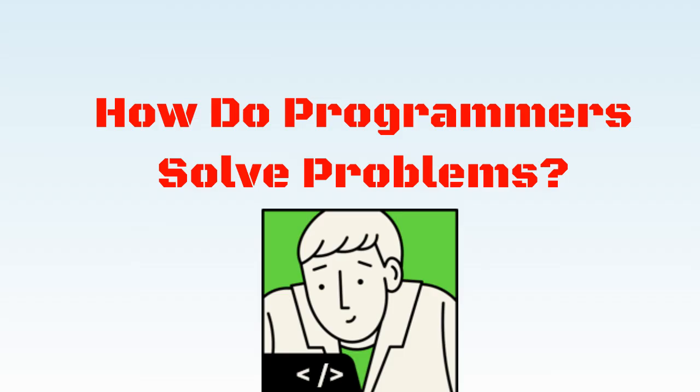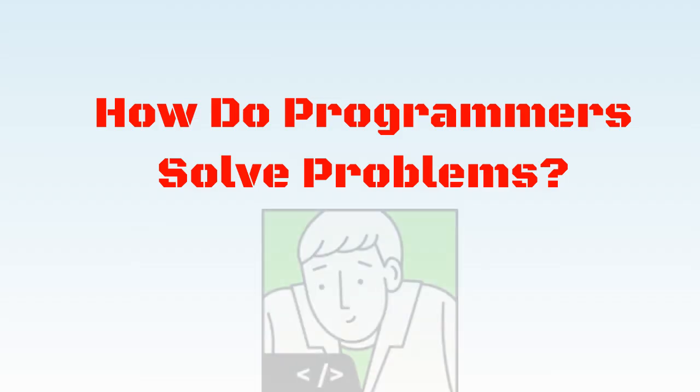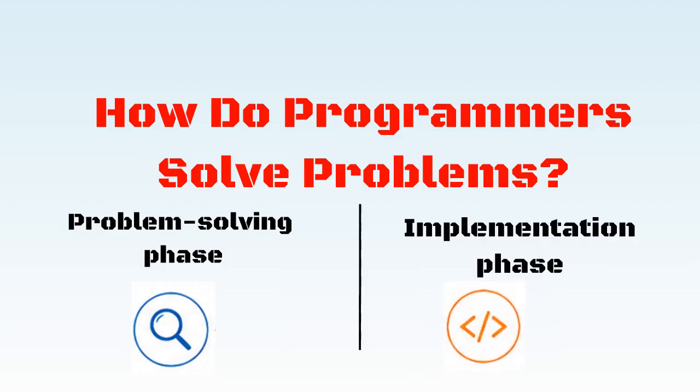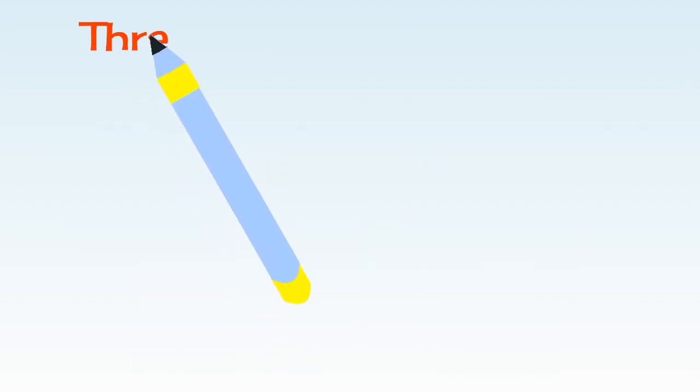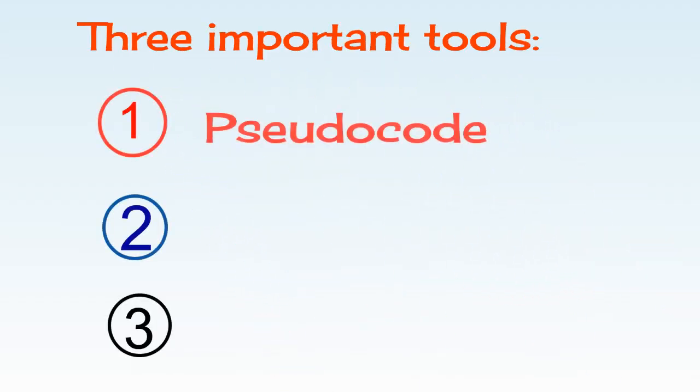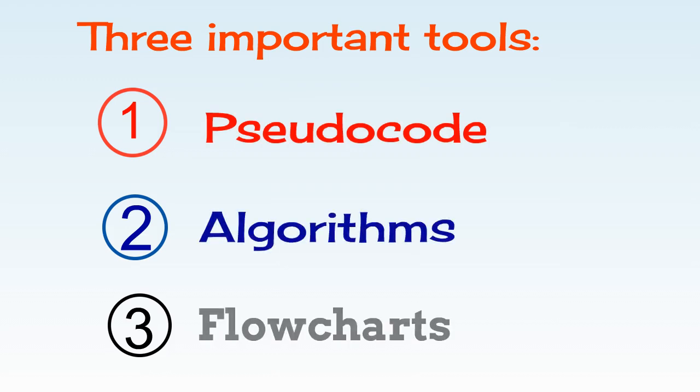A typical programming task has two phases. The first is the problem-solving phase. The second is the implementation phase. During the problem-solving phase, programmers understand the problem and design a solution. During the implementation phase, they translate that solution into a programming language such as C++. To design a solution, programmers usually use three important tools: pseudocode, algorithms, flowcharts. Let's look at each one.